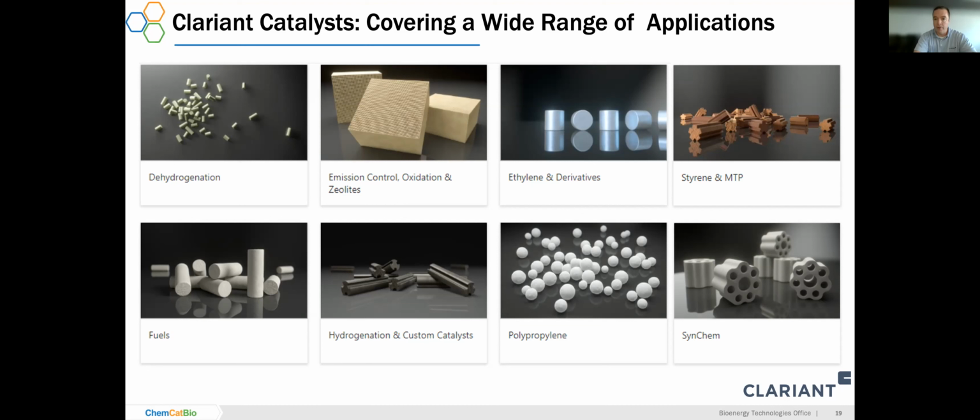You see on the upper right, styrene and MTP catalyst. It has this kind of extruded star shape, right? So there's a lot of consideration in the pressure drop, and this specific shape allows you to operate the catalyst under conditions that would not necessarily be optimal or desirable if we just had a simple cylinder, right?